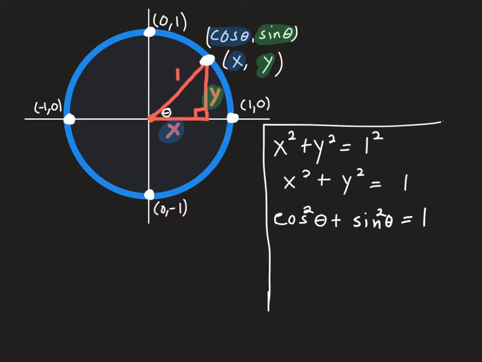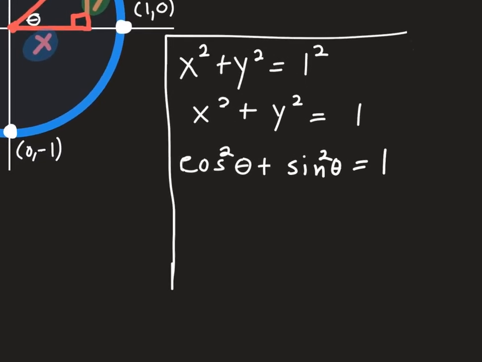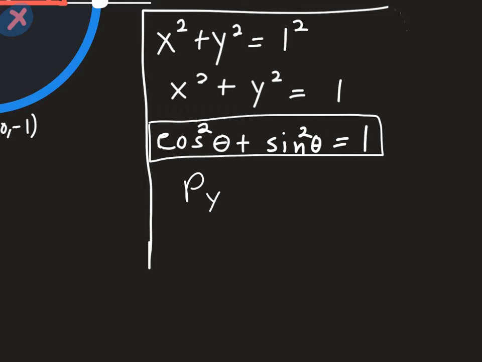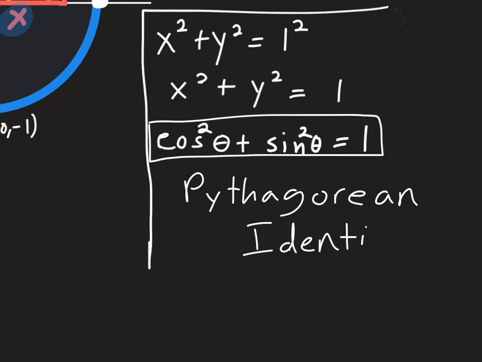And then here I have that cosine squared theta plus sine squared theta is equal to 1. And this is called the Pythagorean identity. The Pythagorean identity is going to help us to solve for either an unknown cosine or an unknown sine. So that's going to be really helpful in a lot of different situations.